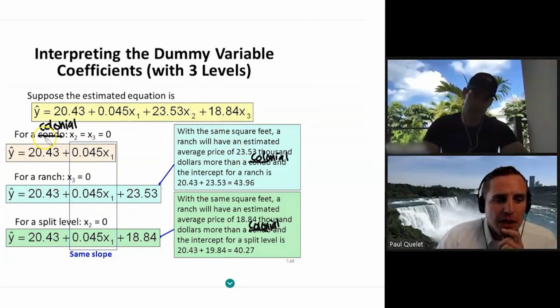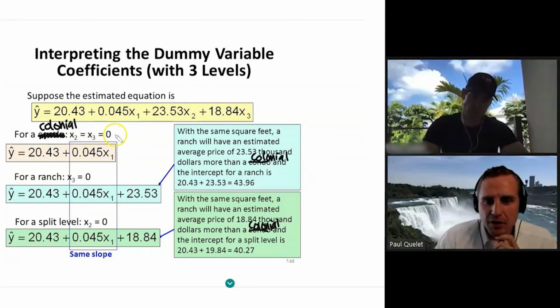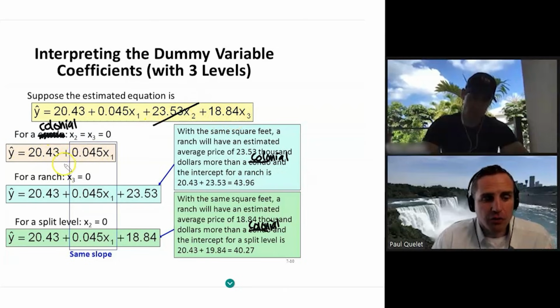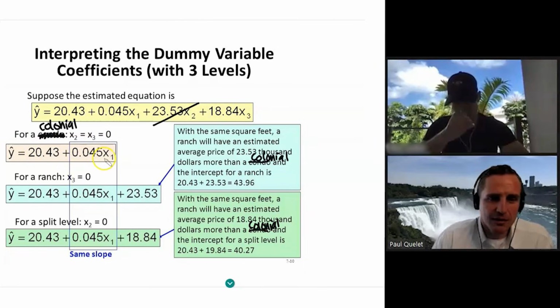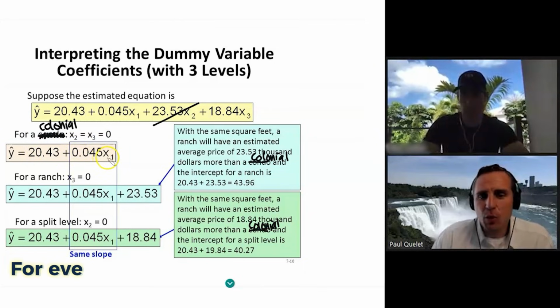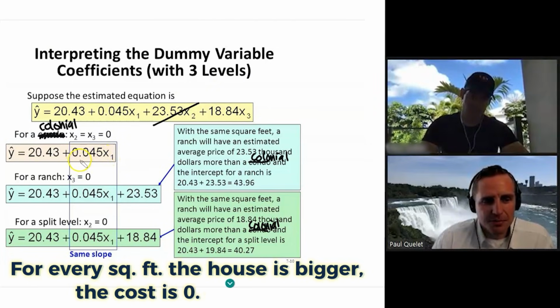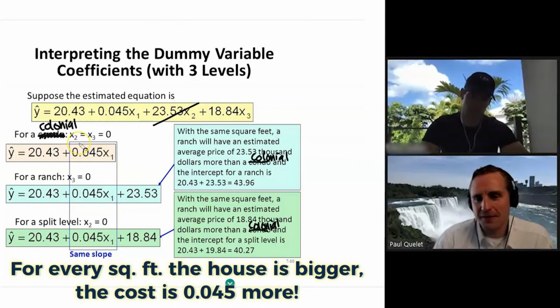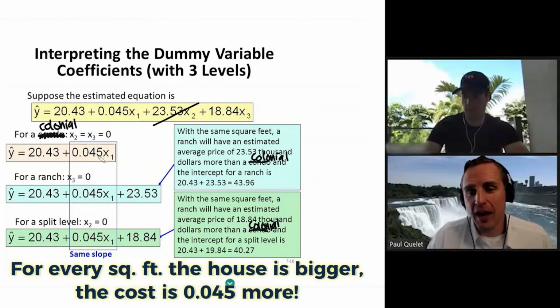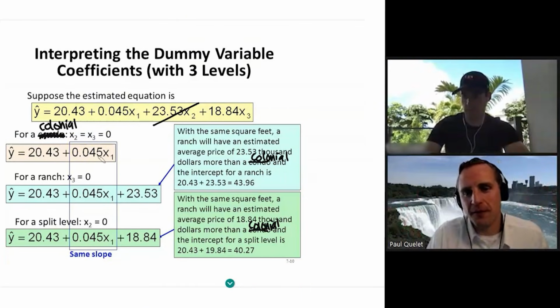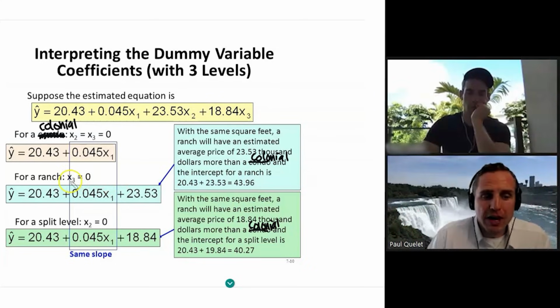Now let's assume that you have a colonial house. Set x2 and x3 to be 0. So that means this is gone and this is gone for now. So the regression equation just becomes 20.43 plus 0.045x1. It means that for every square foot that the house is bigger, the cost is 0.045 more. Every 1 square foot the house is bigger, it costs $45 more.